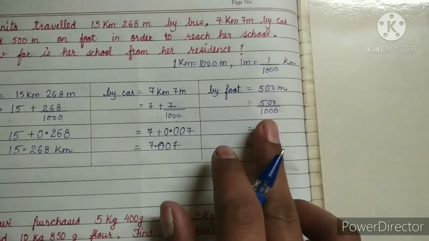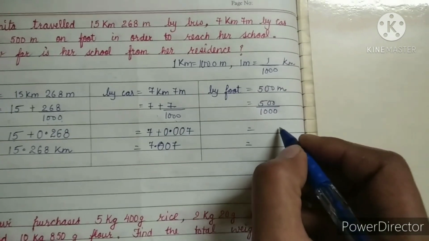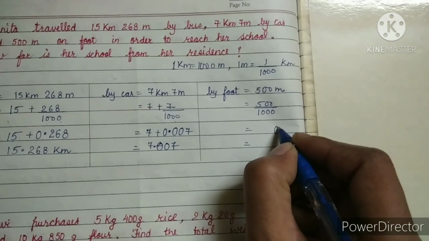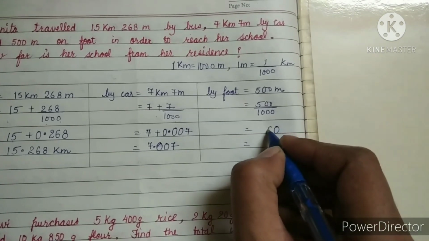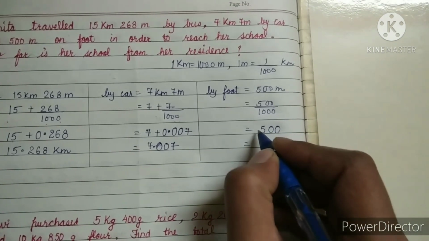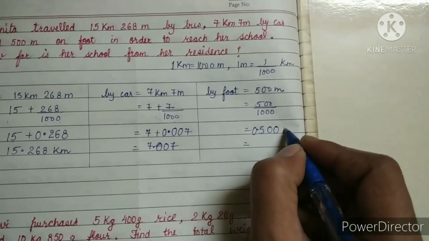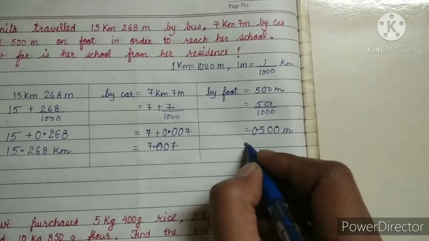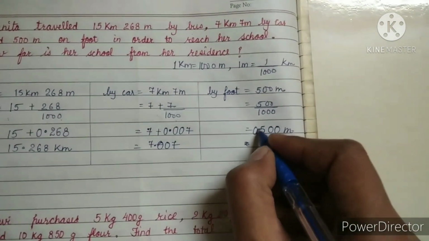Now the last is by foot. 500 is divided by 1000, which has 3 zeros. It means we have to leave 3 values. So it will come 0.500 kilometer.